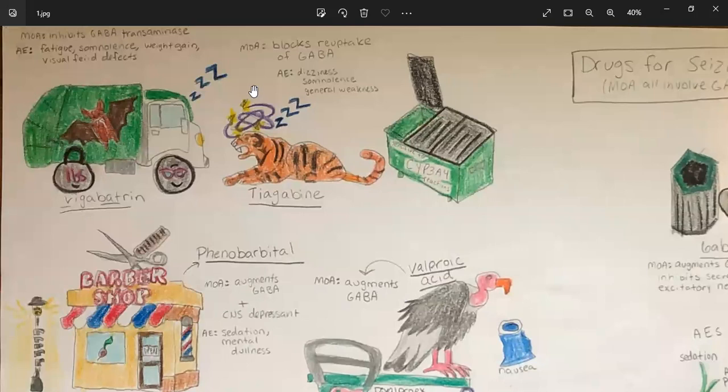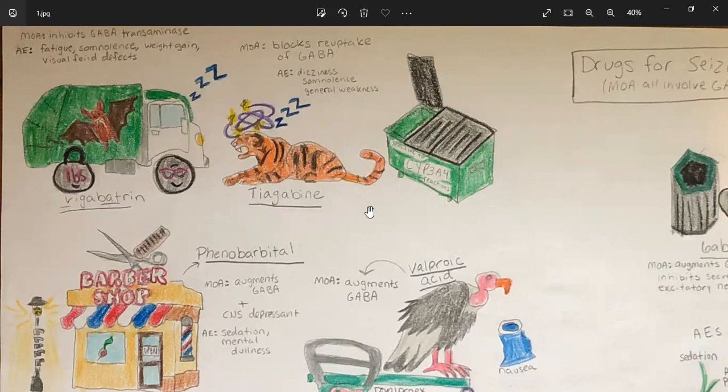So the two drugs that block the reuptake of GABA are vigabatrin and tiagabine. For this one, we have a garbage truck, and there's a vampire bat on the garbage truck. Vampire bat for vigabatrin. And then a tiger. The tiger is blocking the garbage truck, block reuptake of garbage. And obviously, tiger, tiagabine, those are similar.